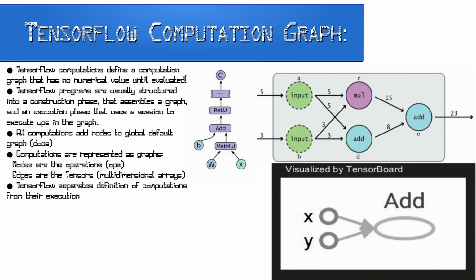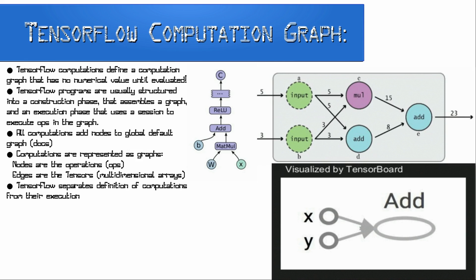As shown in the figure, 5 and 3 are input hyperparameters. They are fed into mul and add, which after processing is fed into the add node, which further processes and sends the tensor having a value of 22. All computations add nodes to the global default graph. You can see more detailed information in the TensorFlow docs.